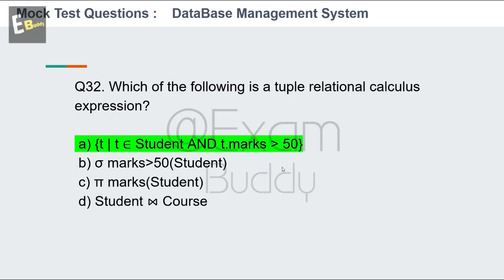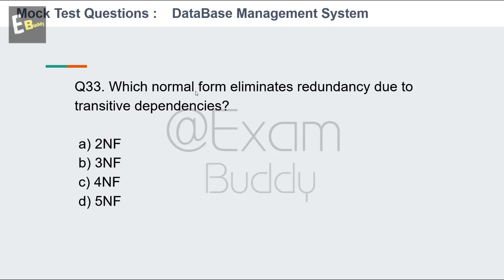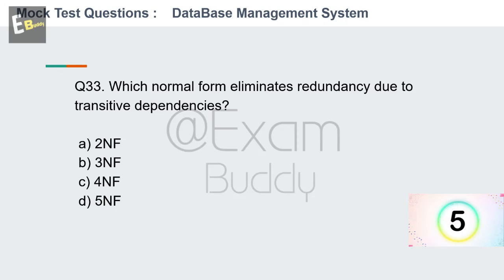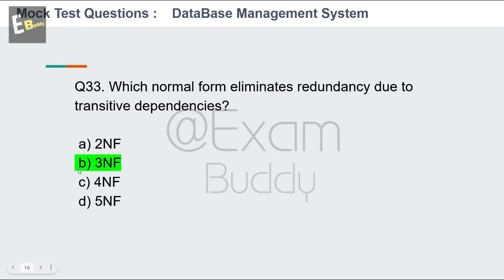Now let's go to question number 33. Which normal form eliminates redundancy due to transitive dependencies? These are the options: 2NF, 3NF, 4NF, 5NF. So your time starts now. And the answer is B, 3NF.